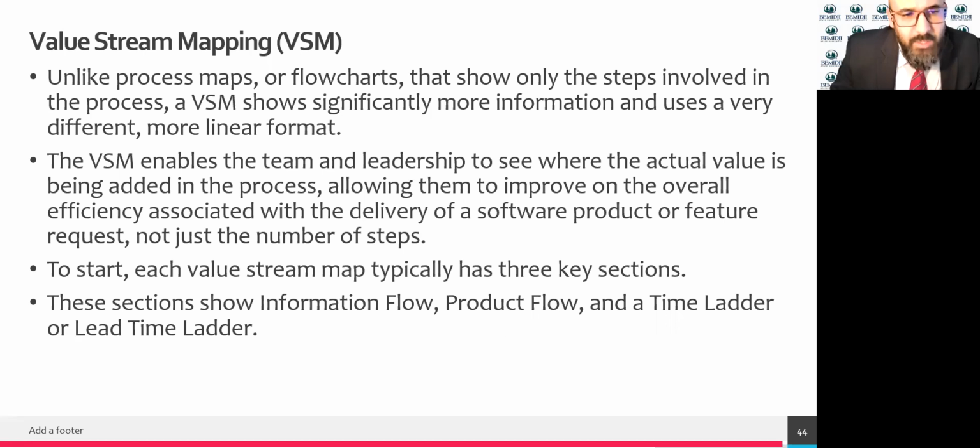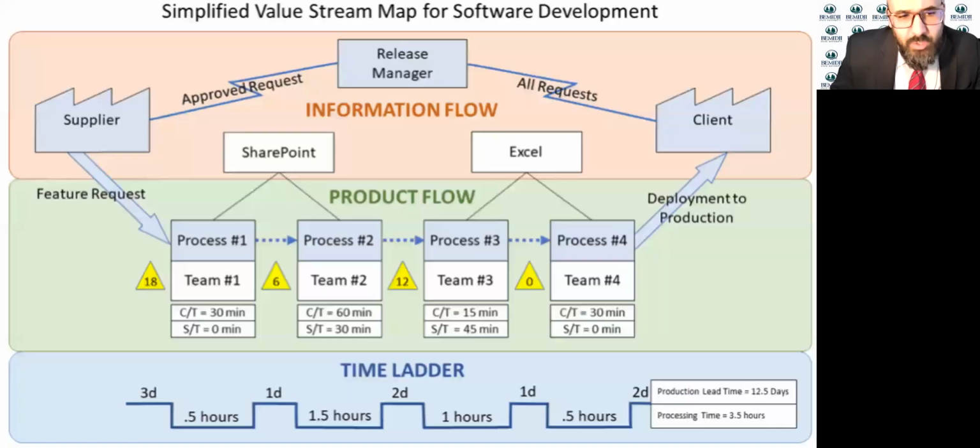To start, each value stream map typically has three key sections. These are the information flow, the product flow, and the time ladder. So let's take a look into the information section right here. This is a typical value stream map where you create the step-by-step process based on the flow chart diagram. However, there's more information here where you show the time, basically the cycle time, the waiting time, inventory, and so on.